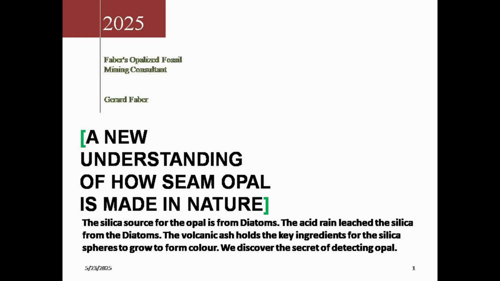Faber's opalized fossil mining consultant Gerard Faber authored A New Understanding of How Seam Opal is Made in Nature. The silica source for the opal is from diatoms. The acid rain leached the silica from the diatoms. The volcanic ash holds the key ingredients for the silica spheres to grow to form color. We discover the secret of detecting opal.